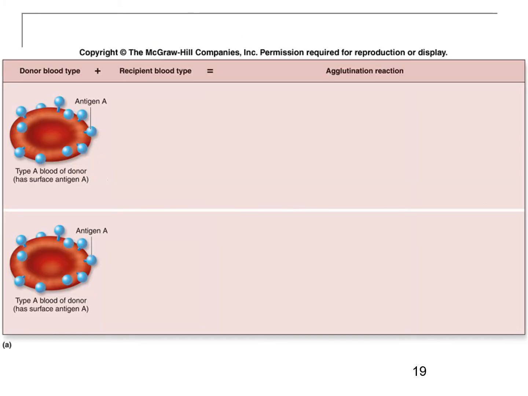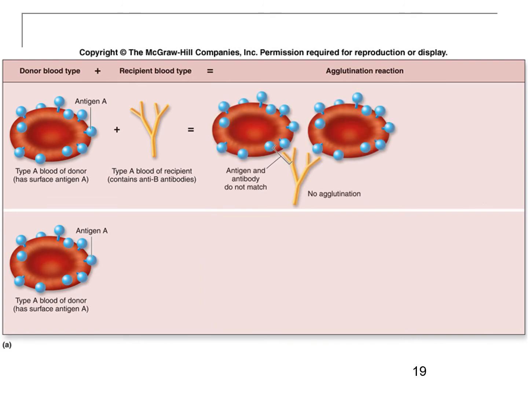So let's say that you have a donor that is type A, and you have a recipient who is type A. They contain anti-B antibodies, but that's no problem because you don't have type B blood that's being donated. So type A donating to type A means you get no agglutination and no clumping. So this is a successful blood type match.